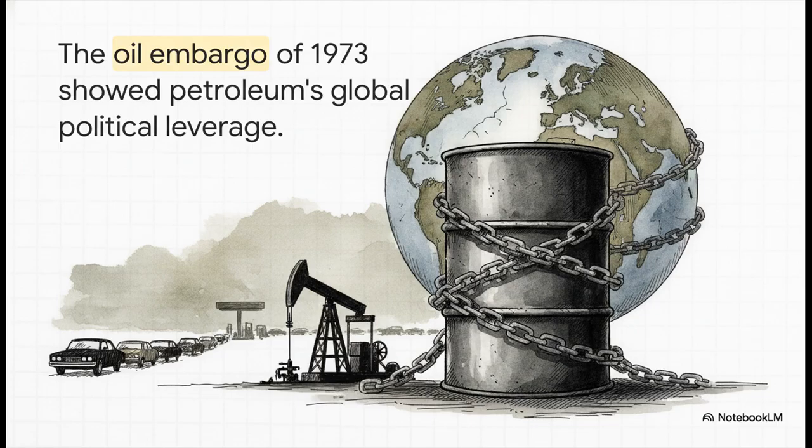Following the 1973 Yom Kippur War, which was launched by Egypt and Syria, OPEC's Arab members imposed an oil embargo. This caused severe energy shortages across the West. It proved unequivocally that petroleum resources carried enormous global political leverage. Regional Middle Eastern politics were now capable of basically holding the global economy hostage.